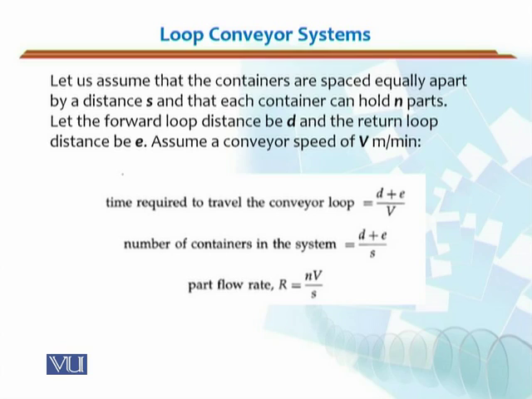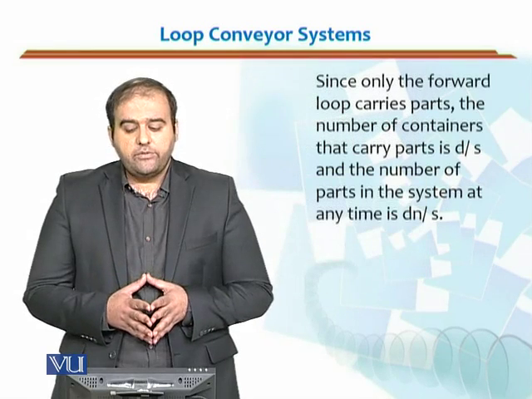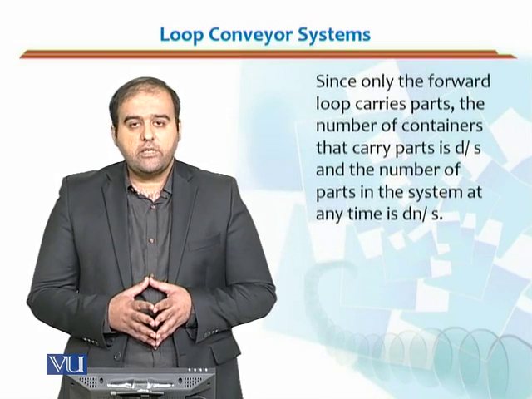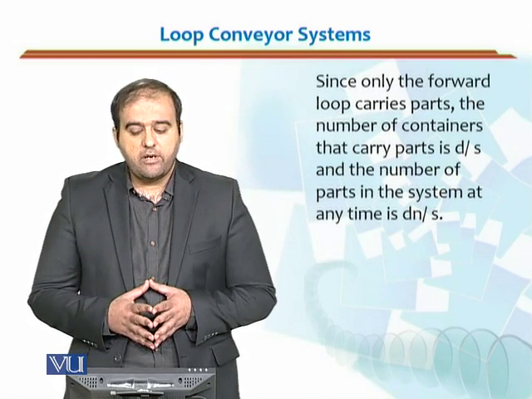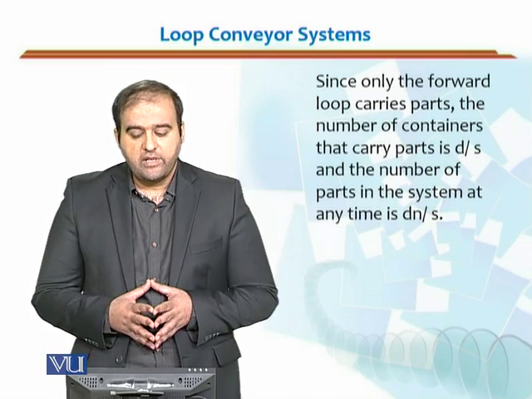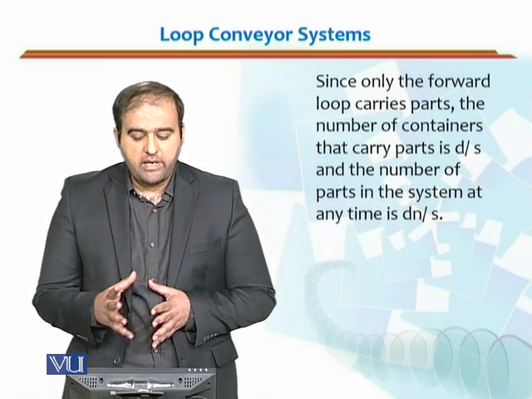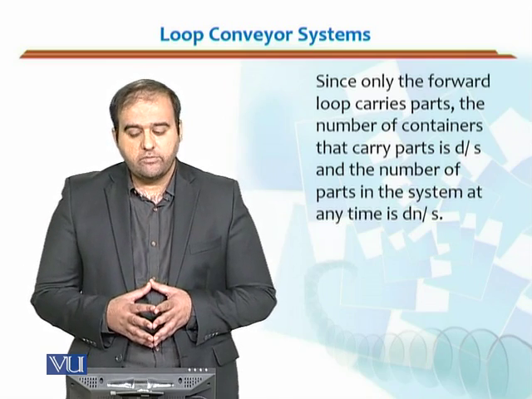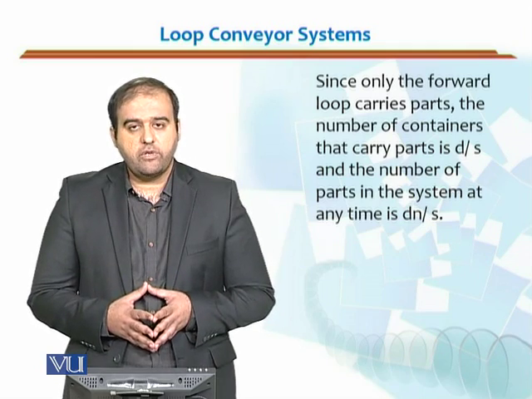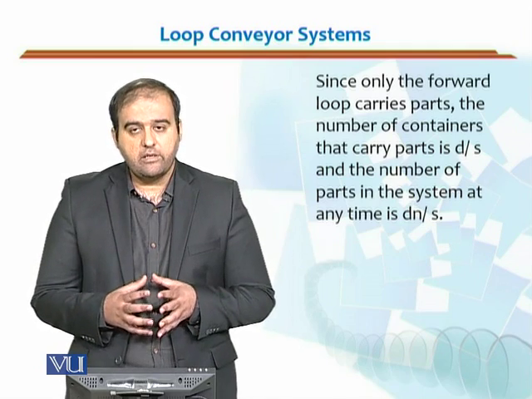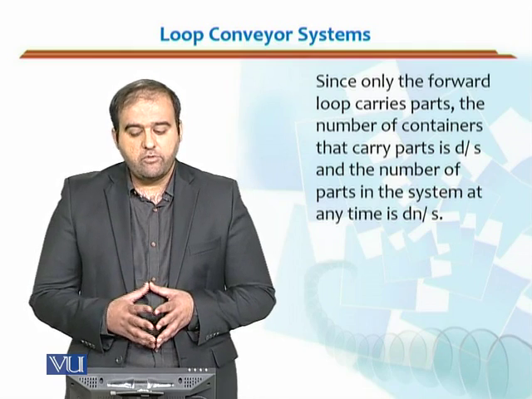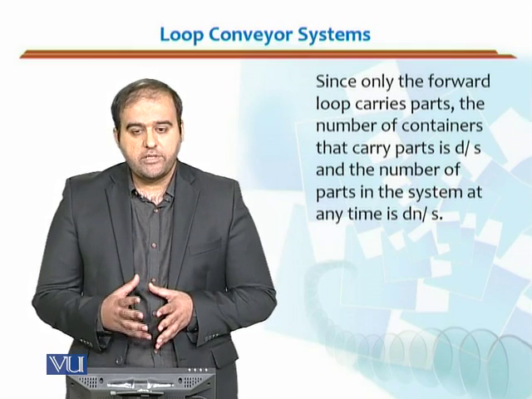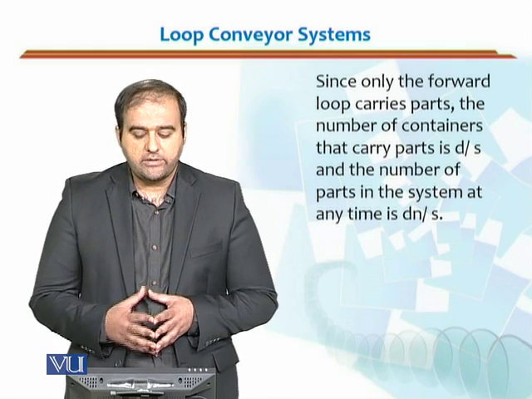But we have additional time that would be coming for the travel of the conveyor loop and the number of containers in the system. Since only the forward loop carries parts, the number of containers that carry parts is d over s, and the number of parts in the system at any time is dn over s. So we have additional calculations with us. The forward loop only carries your containers, so it would be d over s, and the number of parts in the system would be given by dn over s.